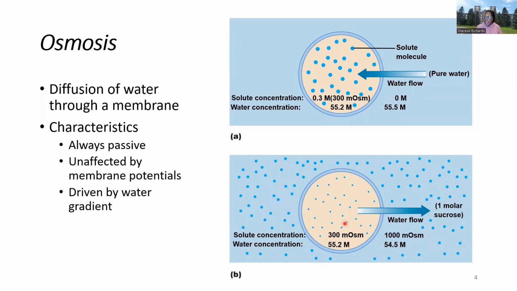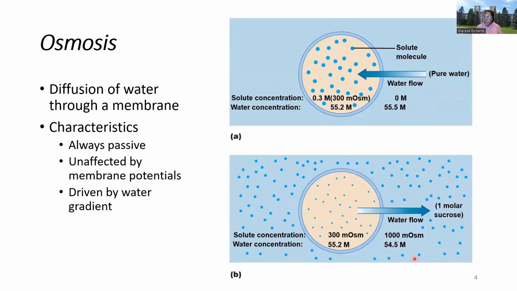So again, we have identified a water gradient. We have higher water concentration on the inside of this cell, lower water concentration on the outside of the cell. And so water will move from high to low concentration. So essentially, the best way to think about the direction of water movement is to first think about where we have solute concentration and what is that solute concentration in comparison to the water concentration.